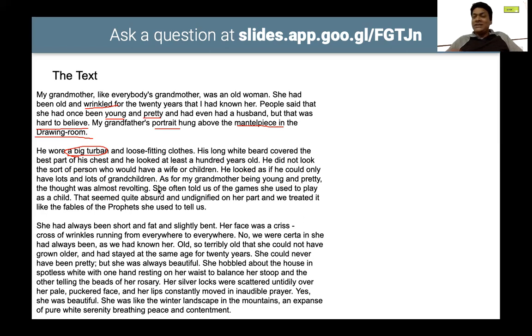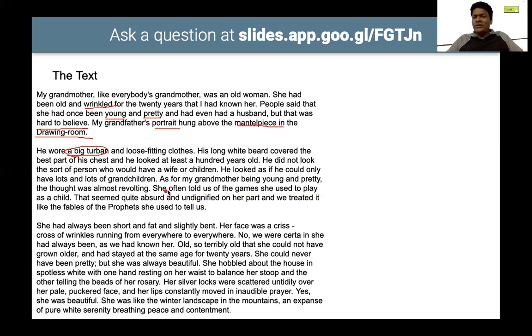With such an old appearance, the author thought that he must have a lot of grandchildren. As for my grandmother being young and pretty, the thought was almost revolting.